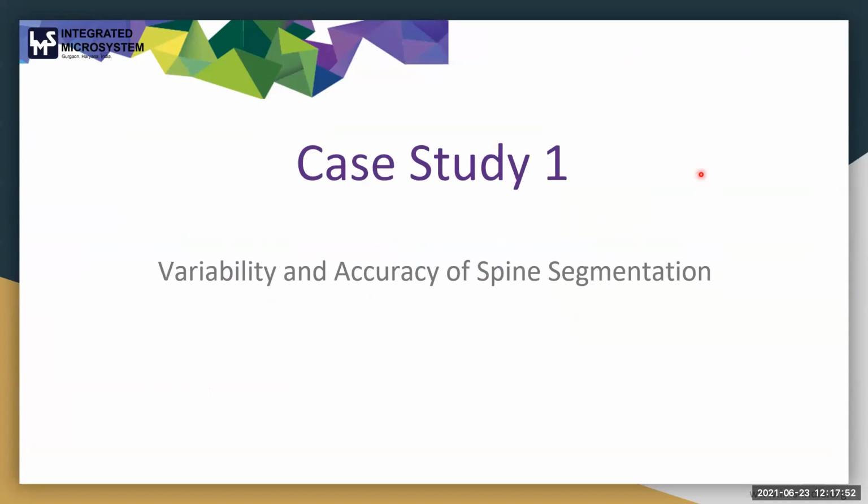So the first case study is variability and accuracy of spine segmentation. In this case study, the users have checked the accuracy of segmentation done by a software and compared it with the physical model, the physical anatomy.